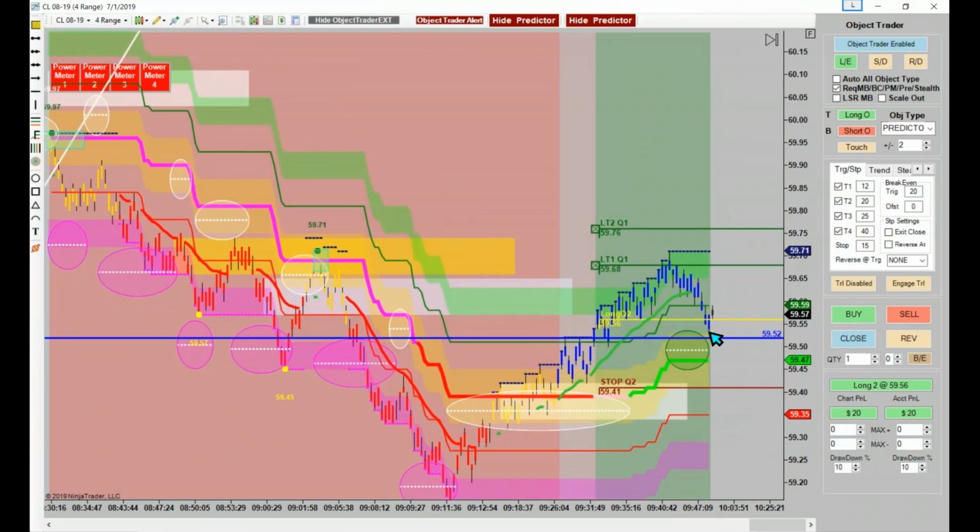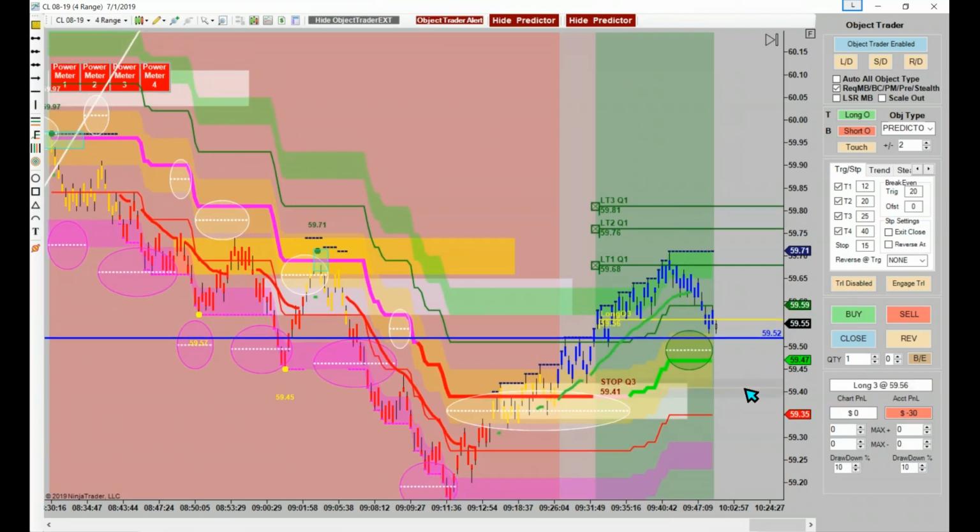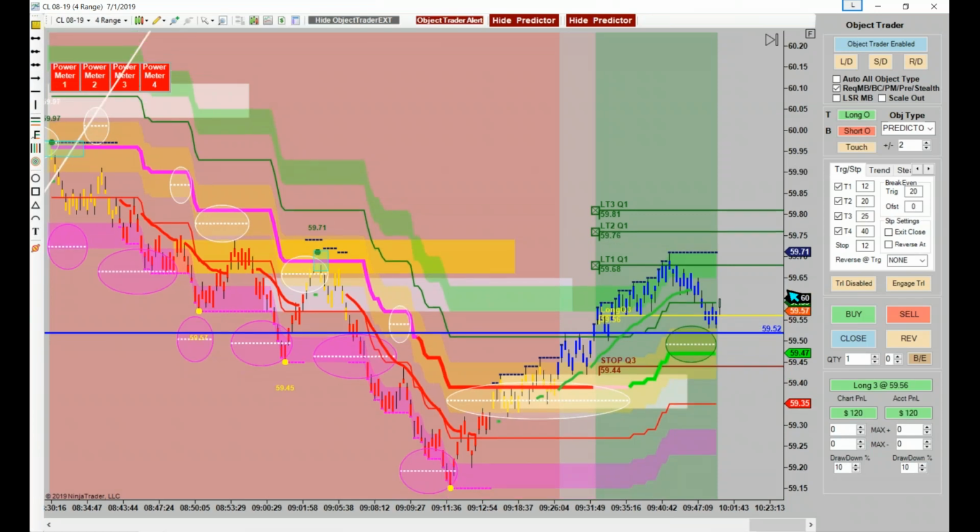Everybody see how to use the predictor like that? Now, what I recommend doing if you use predictor, there it is, there's the 3. What I'll normally do is put my stop just under predictor, because that's usually after a trend change, kind of like over here. You'll find out that they will not take out a predictor until they're ready to change. You'll see that time and time again when you're trading.